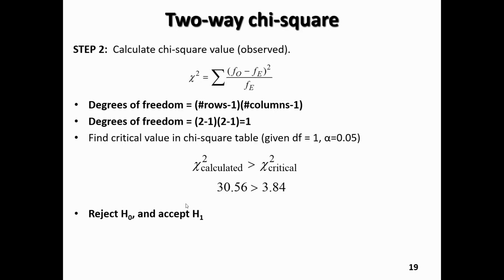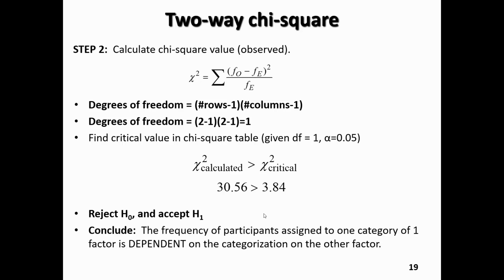And because our chi-squared calculated exceeds our critical value, we reject the null hypothesis, and by rejecting the null hypothesis, we then pivot to the alternative and conclude that the frequency of participants assigned to one category of one factor is dependent on the categorization on the other factor.